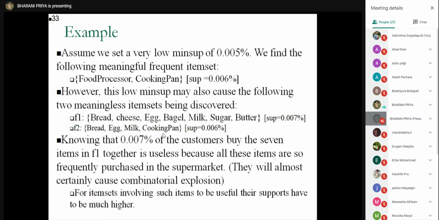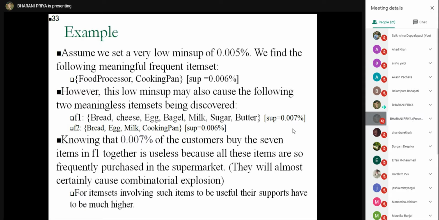Knowing that these frequent item sets, bread, cheese, egg, having 0.07%, it is of no use, because the frequent item sets' minimum support should be greater. But as we have set the minimum support very low, we are getting these items for this minimum support, which is of no use.